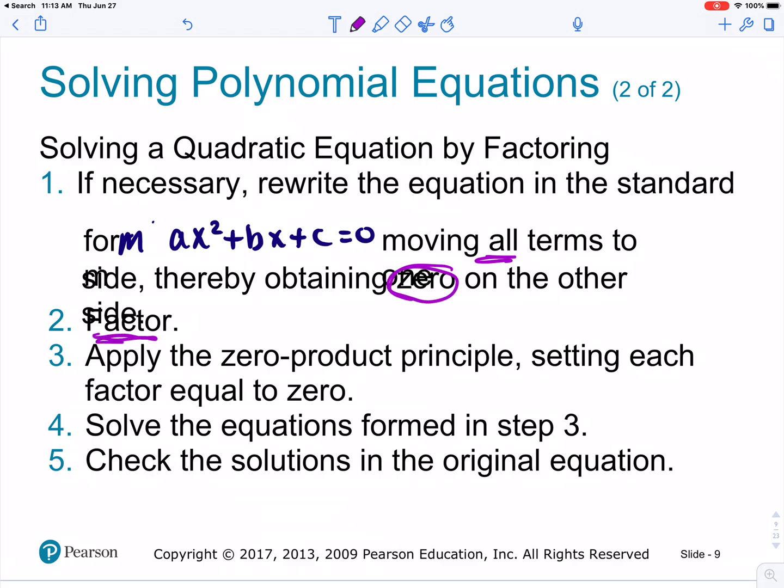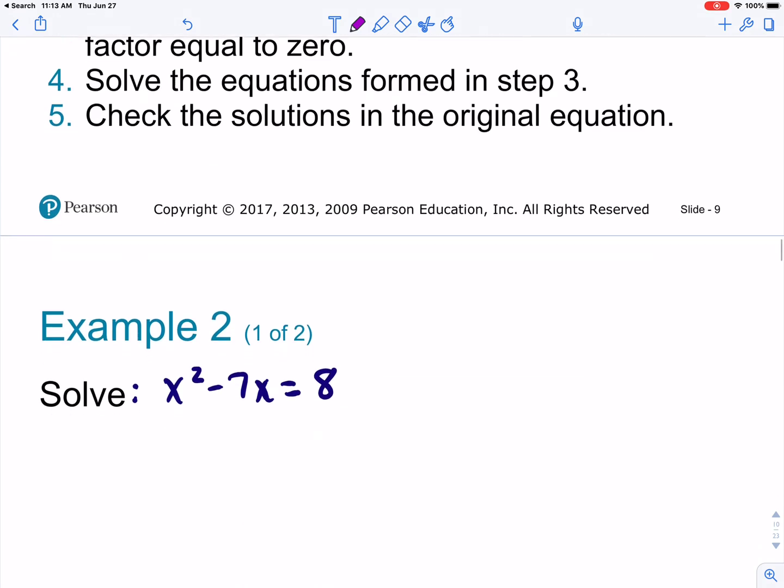Then you're going to factor. Then you're going to apply the zero product principle, like what we just did. We're going to solve the equations. And then sometimes we need to go ahead and check them to make sure that they work back in the original. You won't find too many that won't work. Okay, so here we go.